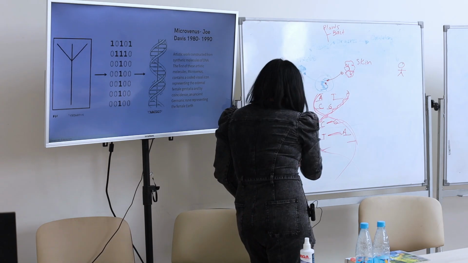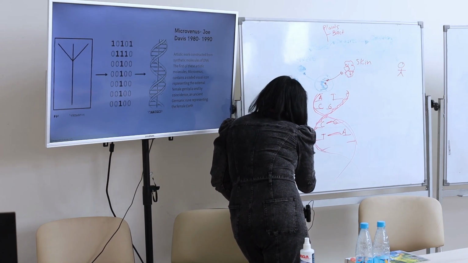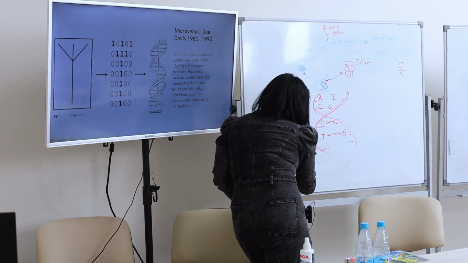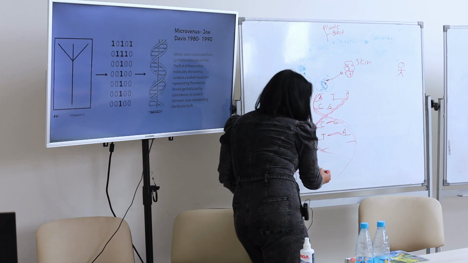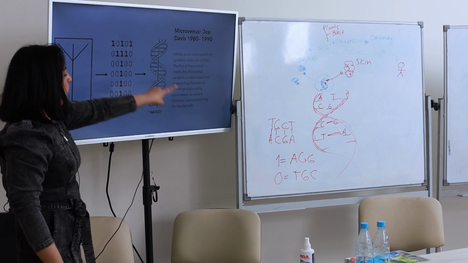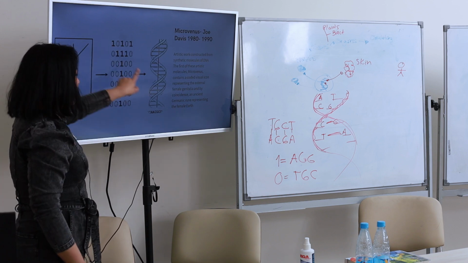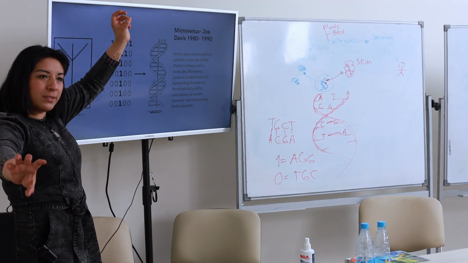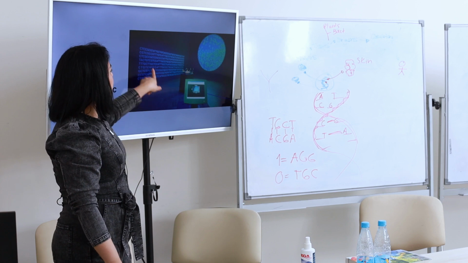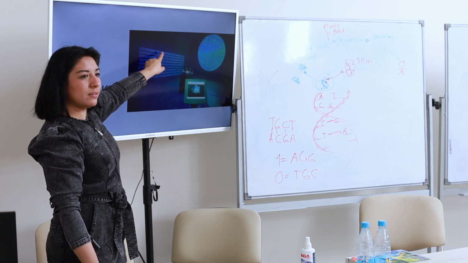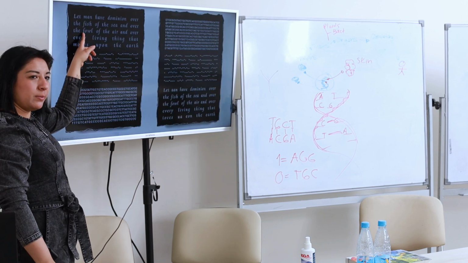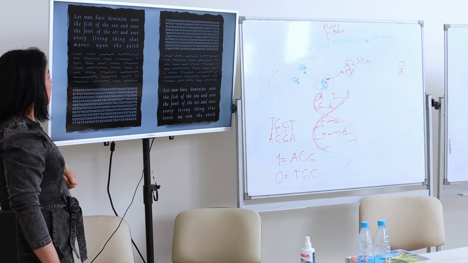So Joe Davis thought that one can be ACG and zero can be TGC. So the one will be these three, the zero, these three, and you can make a string of DNA. He put inside the bacteria another DNA sequence. You see cytosine, thymine, so on. And this DNA was actually the text from the Bible, the beginning of Genesis.